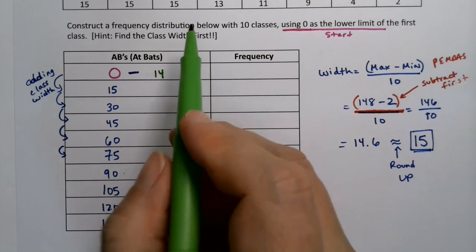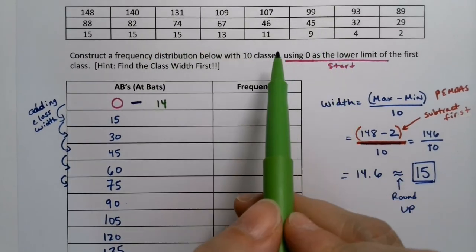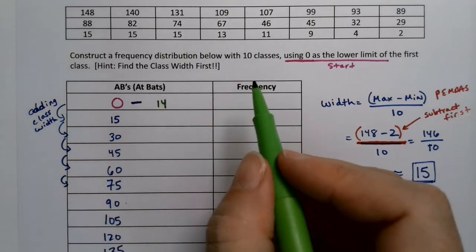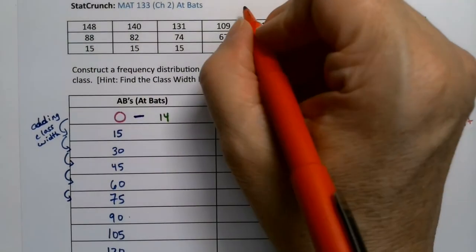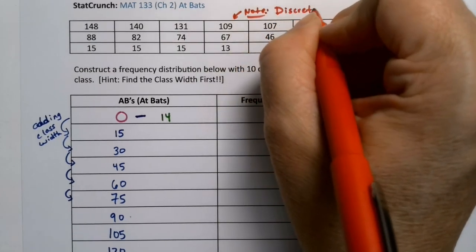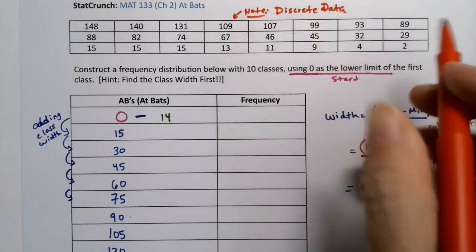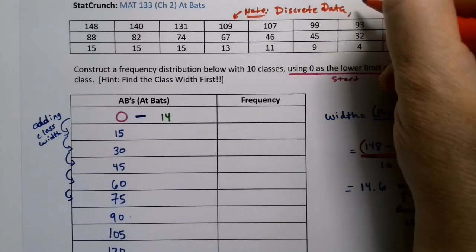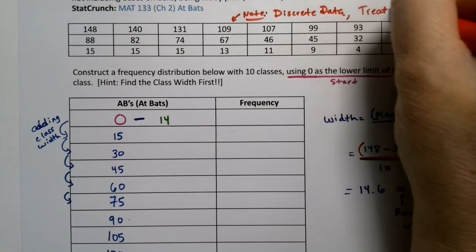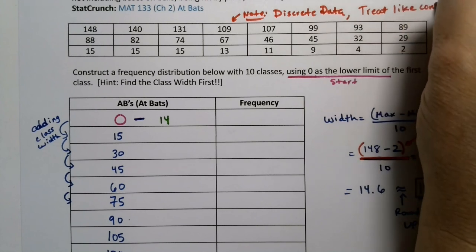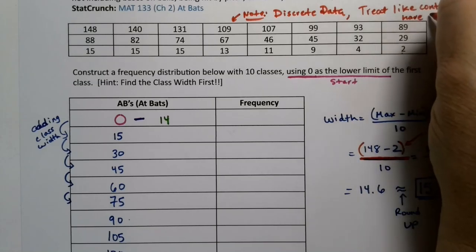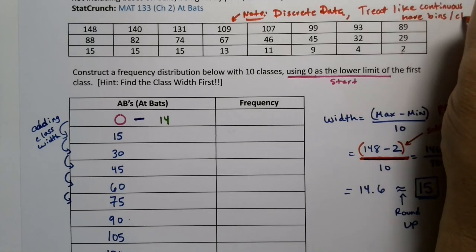This is an example of discrete data, but because there's a wide range in the values, we're going to treat them like they're continuous and put them into groups. So technically these data are discrete. I guess I can make a note. There's a wide range from 2 to 148, so we bin them, which means we're going to treat them like they're continuous. And the way I mean that is that we're going to have bins or groups, classes in the table.